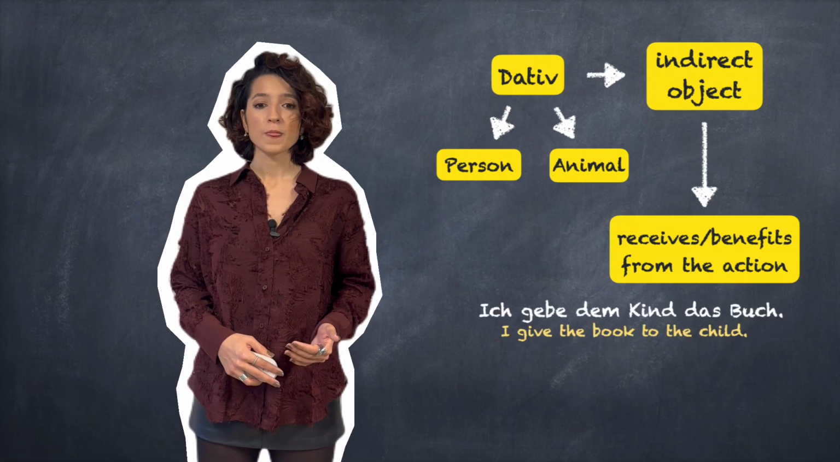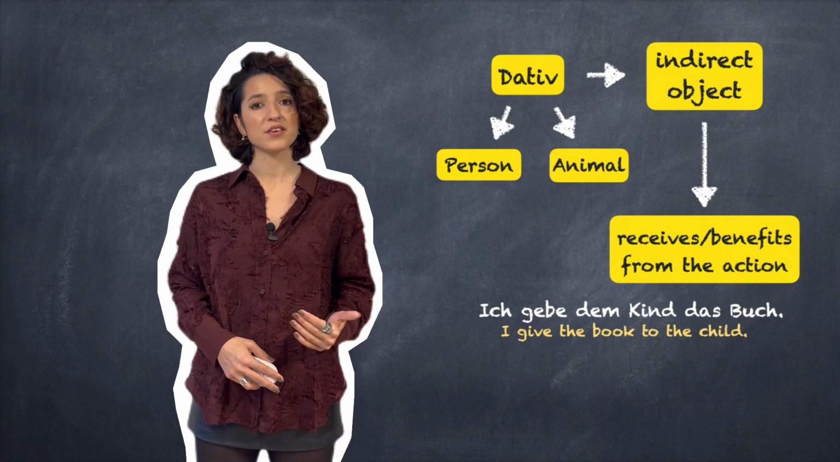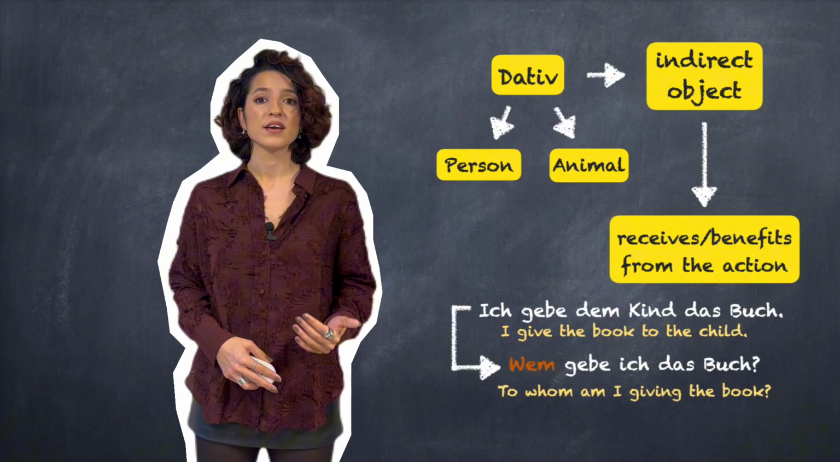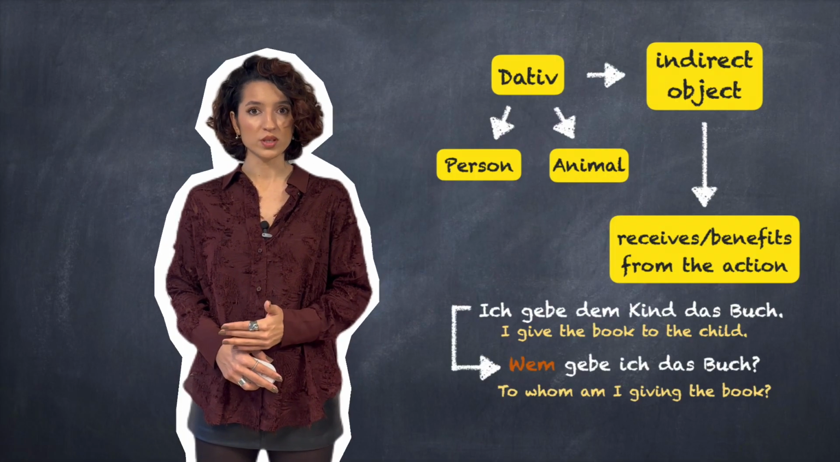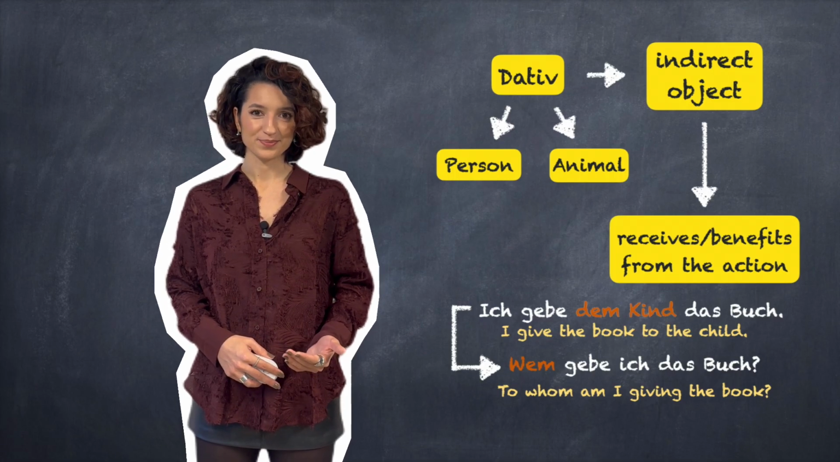For example, ich gebe dem Kind das Buch. I give the book to the child. We can ask, wem gebe ich das Buch? And the answer will be dem Kind.